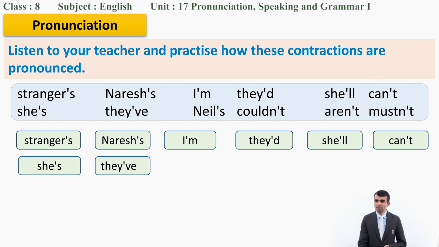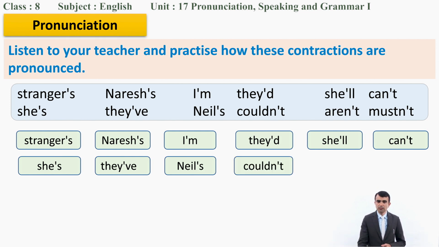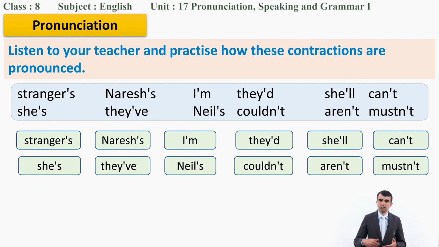Neil is a person's name, apostrophe s, that is or has. So, Neil's. Next one, could, N apostrophe T, that is couldn't. Next one, R, N apostrophe T, aren't. Once again, aren't. And finally, must, N apostrophe T.